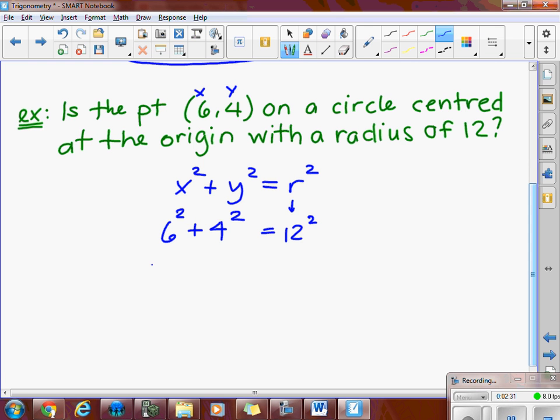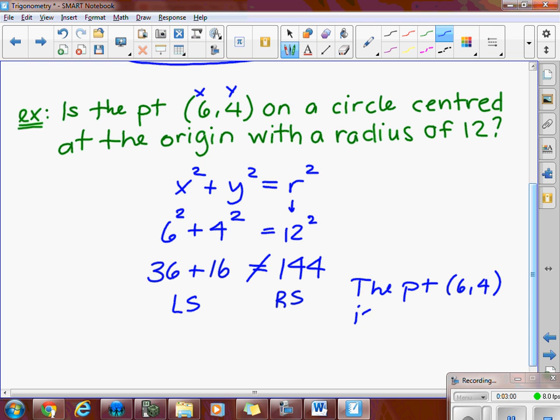So if we look, we have 36 plus 16. We want to know if that equals 144. So it should be pretty obvious right now that 36 plus 16 is definitely not 144. And since all these values in this question do not actually make the left side of the equation equal the right side of the equation, we can say the point 6, 4 is not on this circle. It's just that easy. If the left side did equal the right side, then the point is on the circle. So let's take a look at an example that would follow that.